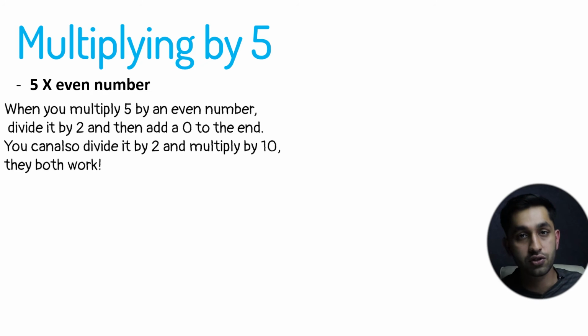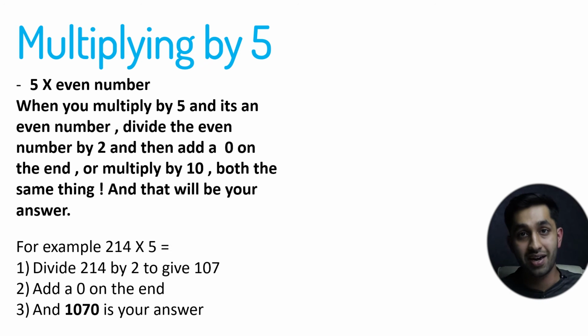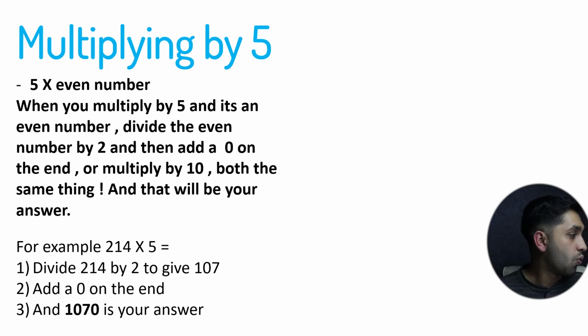So let's say we had 214 multiplied by 5. What do we do? We divide 214 by 2, which gives us 107. Then what do we do? We add a 0 on the end. So we have 107, and as a result of adding that 0 on the end, or you could just multiply by 10, same thing, we get 1070. So it's really simple.